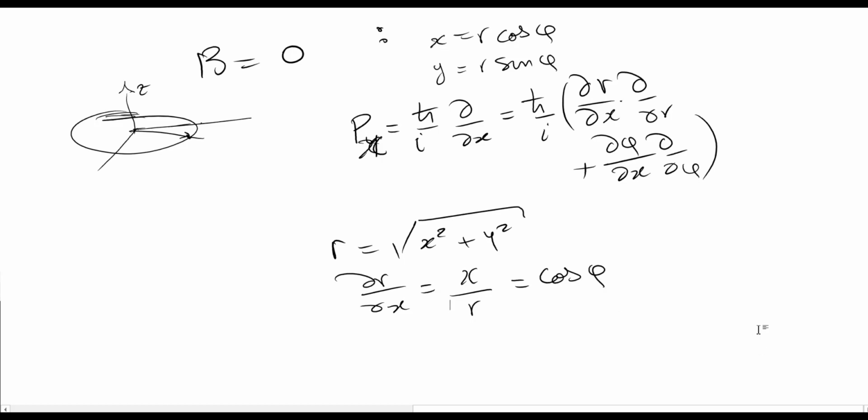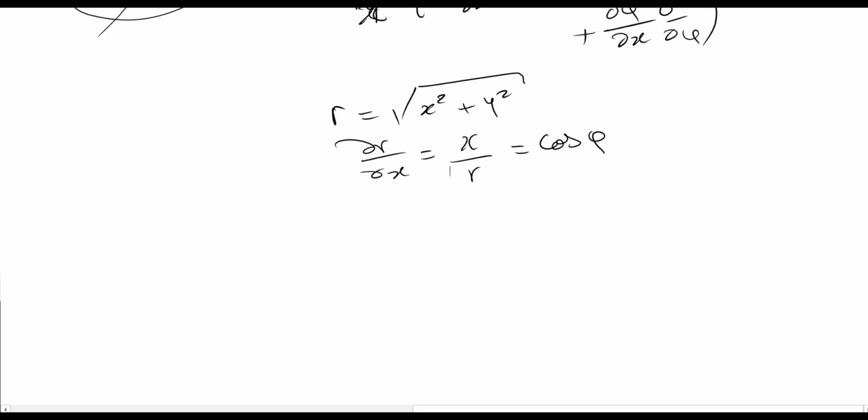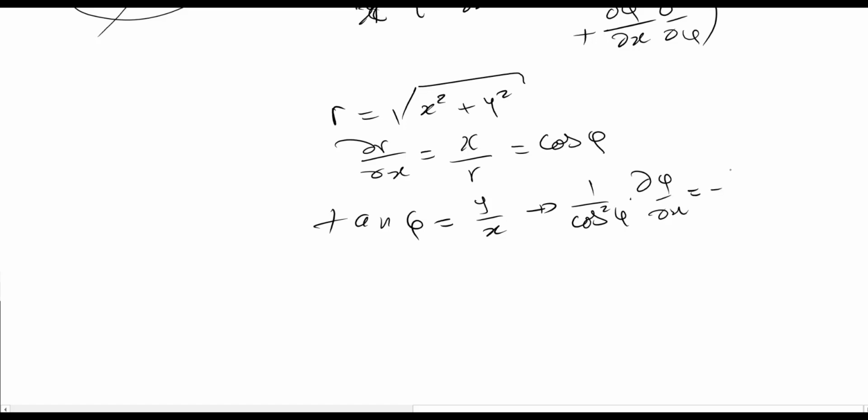Okay? Then the same thing here, you're going to need d phi with respect to x. For that, you notice that tangent of phi is equal to y over x. So if I take the derivative of both sides with respect to x, on one side it's 1 over cos squared of phi times the derivative of phi with respect to x, which must be equal to the derivative of the other side with respect to x, which is simply minus y over x squared. And that is going to be minus r sine of phi over r squared cos squared of phi.